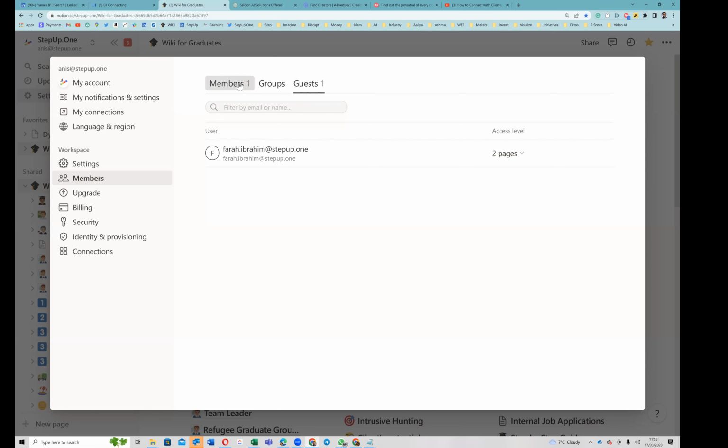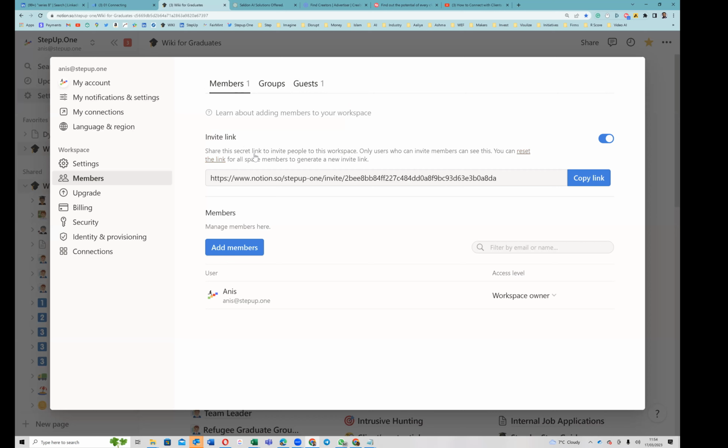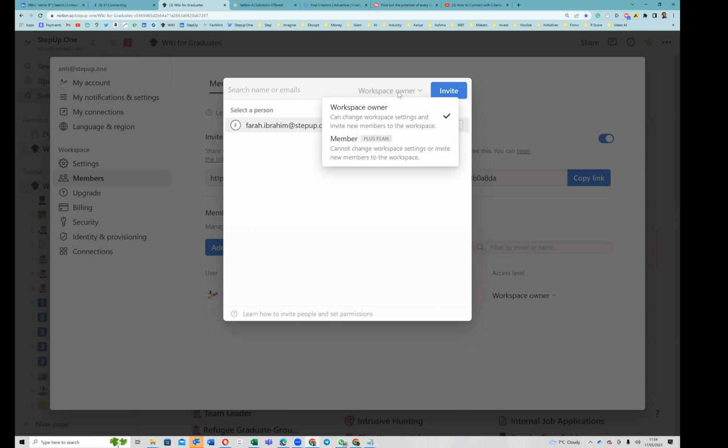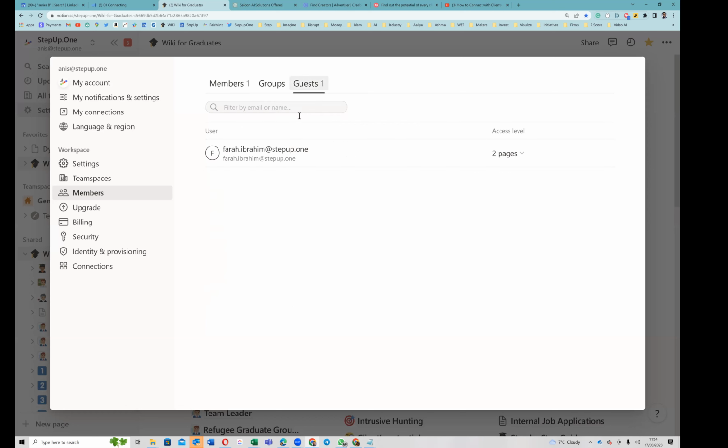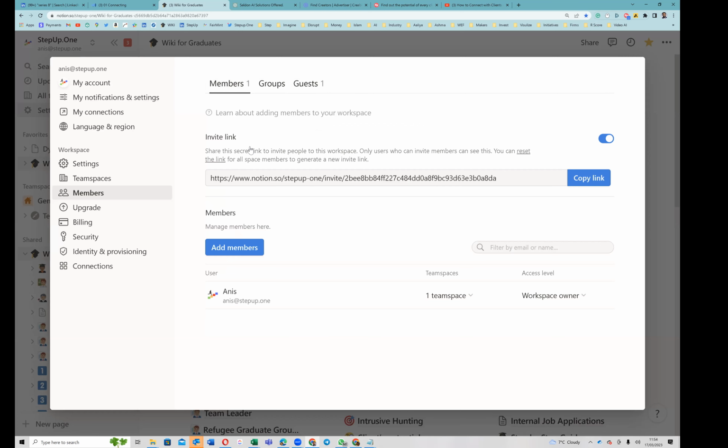How to invite somebody? Share this secret link to invite people to this workspace. Only you can invite members, can see this. You can reset the link for all space members. I don't know what that means actually. Just share this secret link. Just see if you guys can click on this.